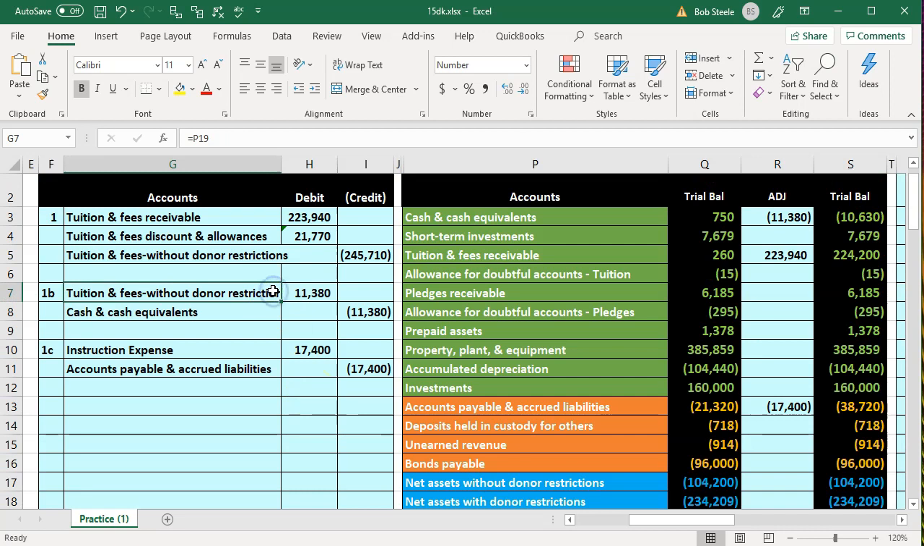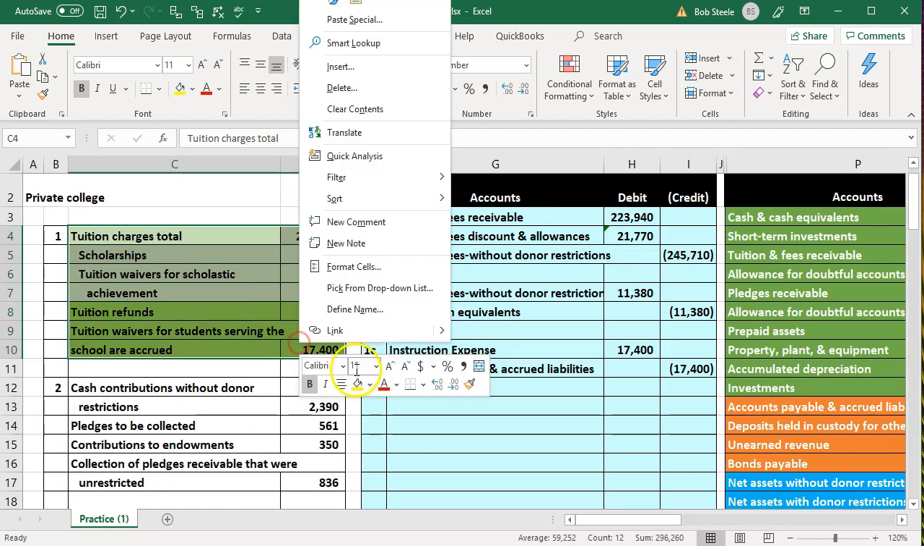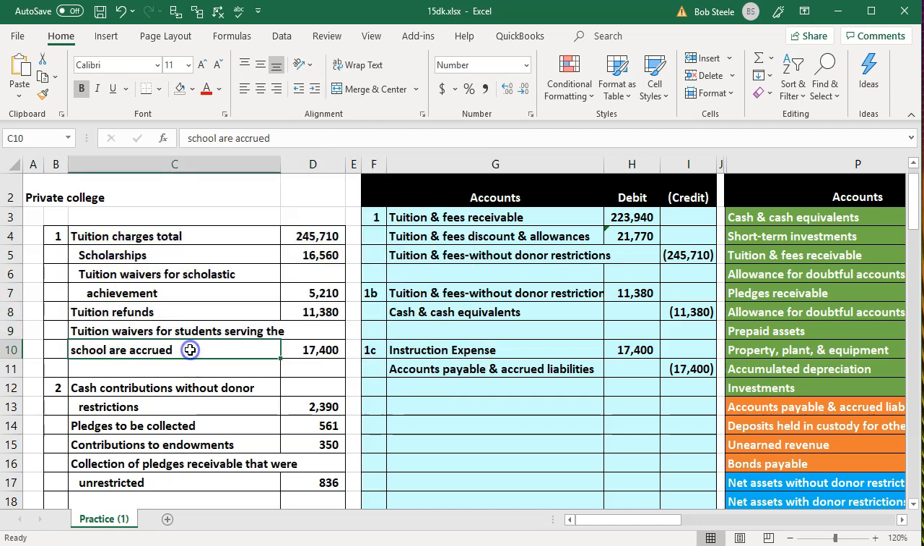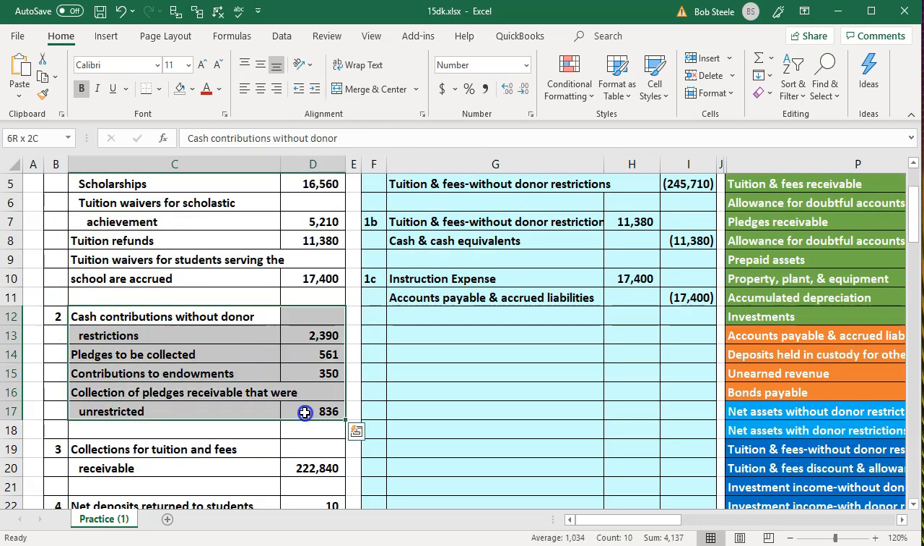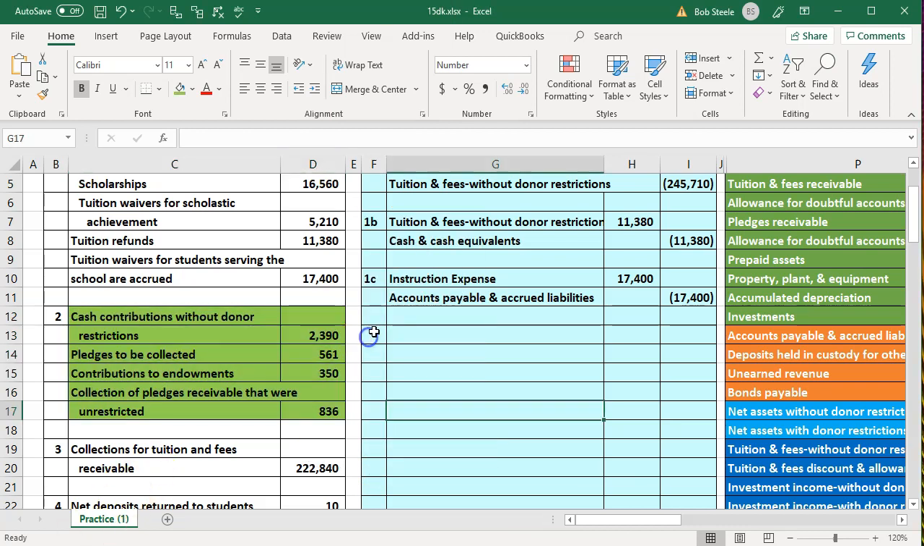Now we're going to see the next transaction that we have. We're going to move on to number 2. So we will make all of number 1 back to the non-greened, and we will then go to number 2. So number 2, going to make that green. Next we have number 2.